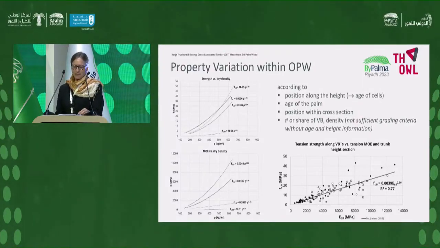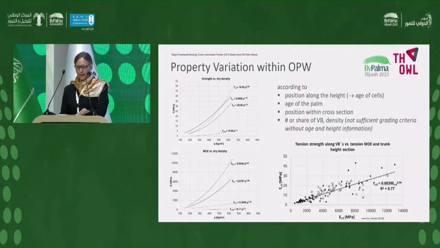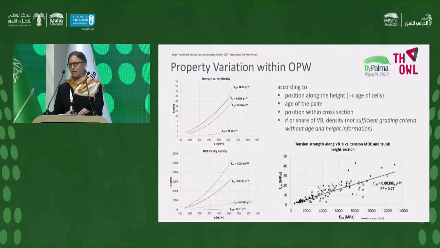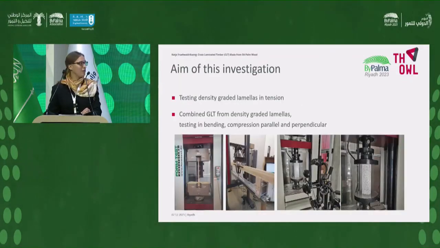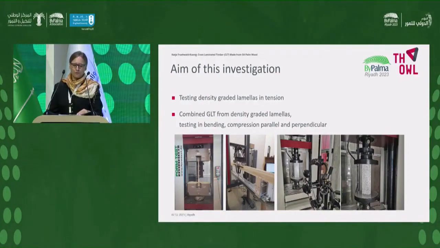Therefore, the density and the elastomechanical properties are rising from the center to the periphery of the cross-section. But without knowing the age of the palm and the position along the height, the number of vascular bundles per square unit is not a sufficient grading criteria. And of course, the density is much easier to determine. The material properties of oil palm wood are very challenging, but good for many uses.